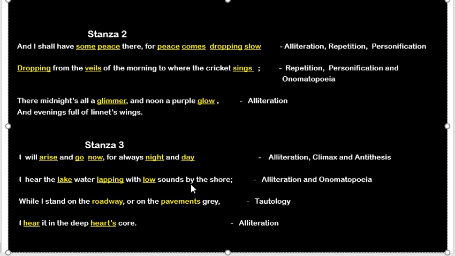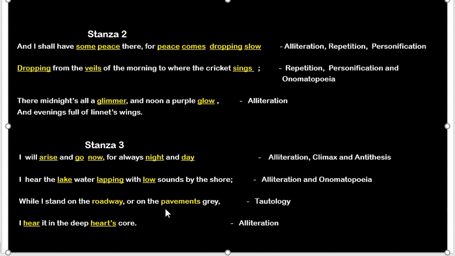In this line, we can see that alliteration has been used because the sound l is repeated in the words lake, lapping, and low. We can also find one more figure of speech, onomatopoeia, because here lapping with low sounds. Here, the sound produced by water is called lapping, so it is onomatopoeia.